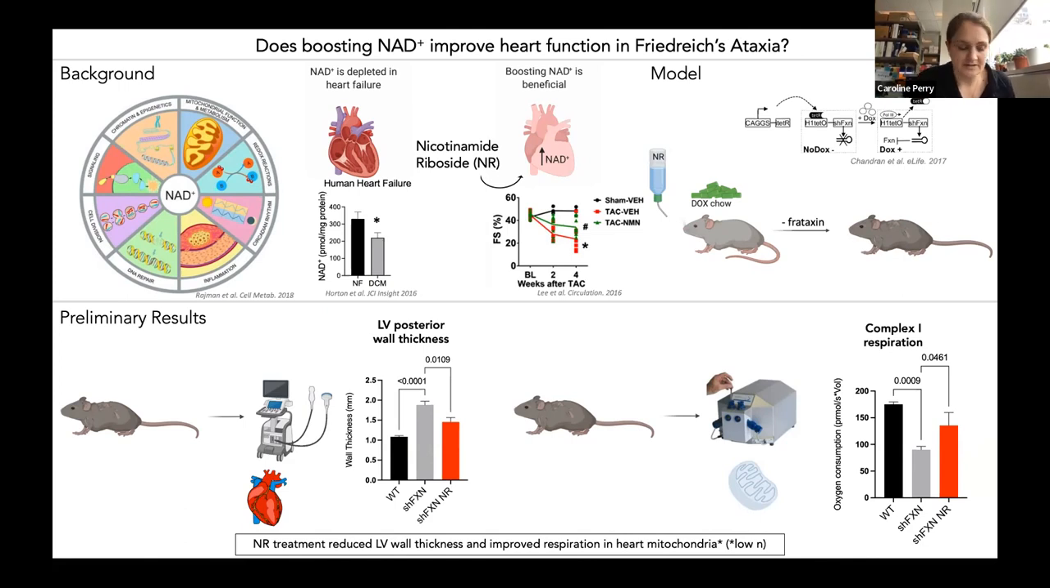So we started out our study by administering nicotinamide riboside, which is one of these NAD precursors, in the drinking water, the same time that we introduced the doxycycline to the mice. So over the course of this experiment, they lose frataxin. We then monitored the mice over a period of 20 to 26 weeks, using different methods to track the development of ataxia, diabetes, and heart failure.